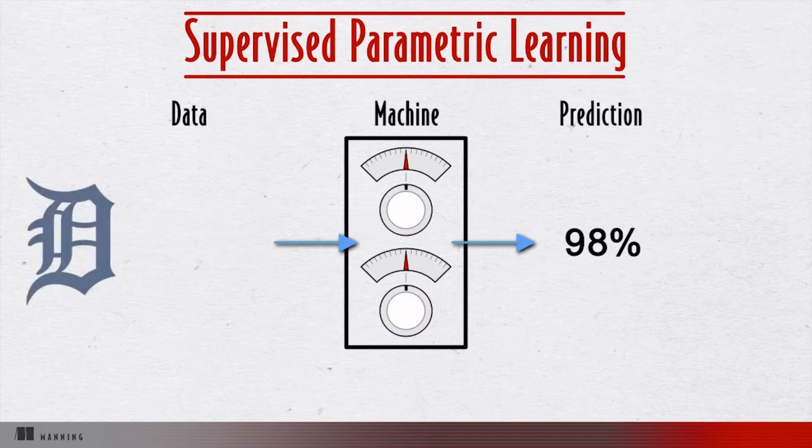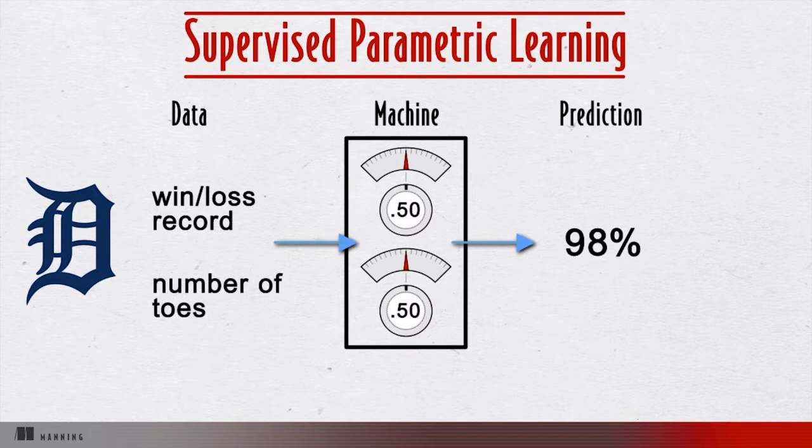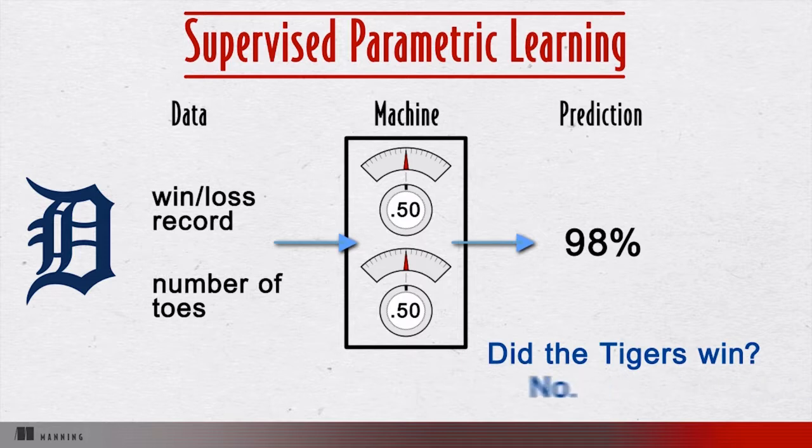If we're trying to predict the probability that the Detroit Tigers will win the World Series, then this model would first take data, such as sports stats like win-loss record or average number of toes, and make a prediction, such as 98% chance. Next, the model would observe whether or not the Tigers actually won. After it knew whether they won, our learning algorithm would update the knobs to make a more accurate prediction the next time it sees the same or similar input data. Perhaps it would turn up the win-loss record knob if the team's win-loss record was a good predictor. Inversely, it might turn down the average number of toes knob if that data point wasn't a good predictor. This is how parametric models learn.